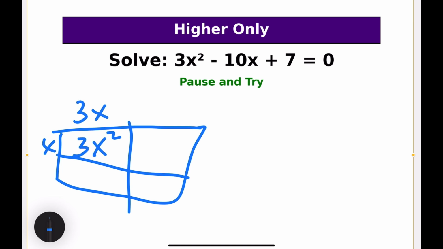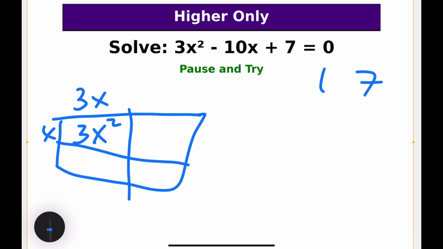So now let's write down the factors of 7. So that's 1 and 7 as it's prime. But we want it to add up to make a negative number. So it's going to be negative 1 and negative 7 as they multiply together to make a positive.